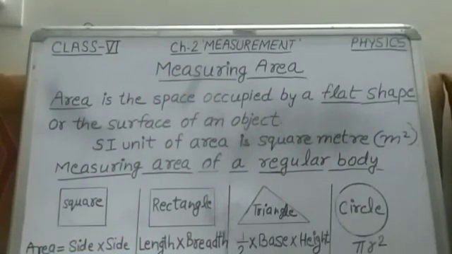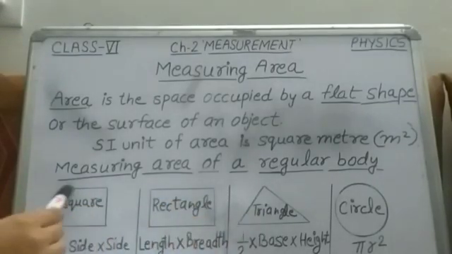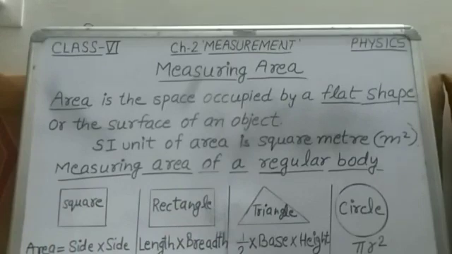Now, next one is measuring area of a regular body. Regular body means the object or body which is having a definite shape. For example, these all are regular bodies. These have definite shape. Okay. So if we have to find out the area of a regular body, we can apply the formula, the easiest way, if we know the formula.